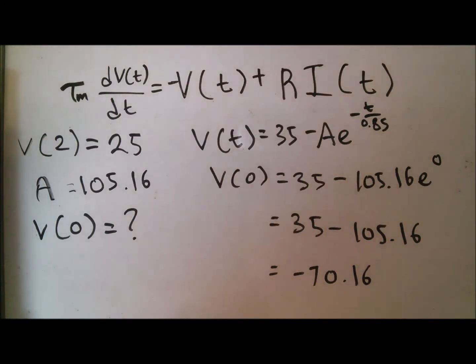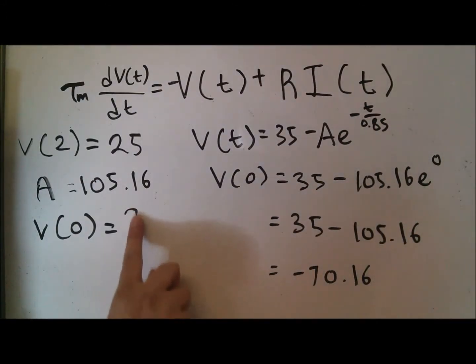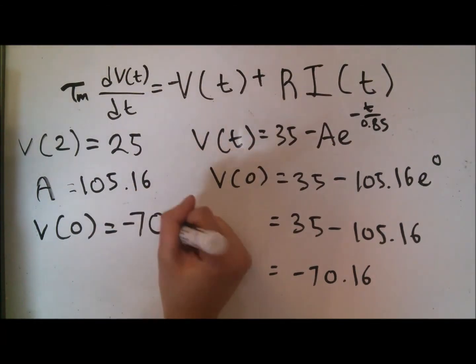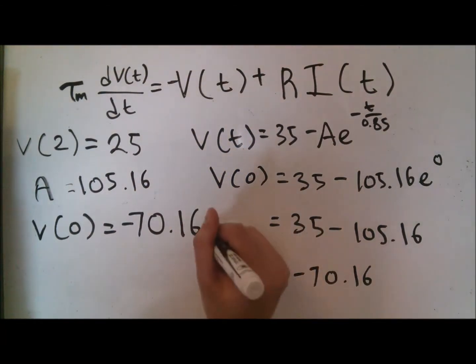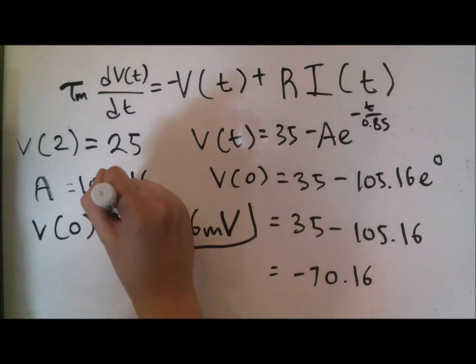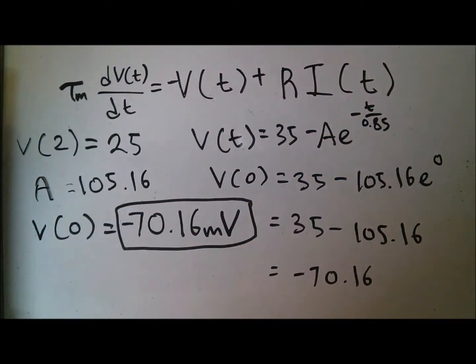The negative just means that the potential difference in the inside of the cell is less than the outside. So our final answer is that the initial membrane potential was negative 70.16 millivolts, which is approximately the typical membrane potential of a neuron at rest.